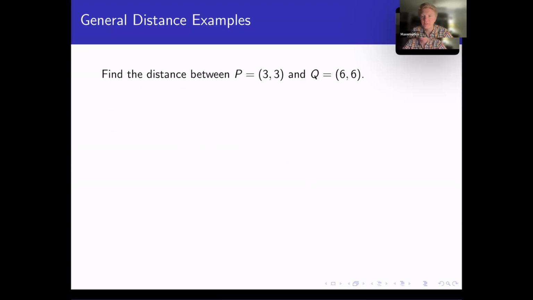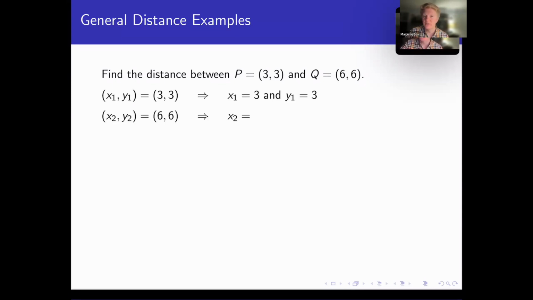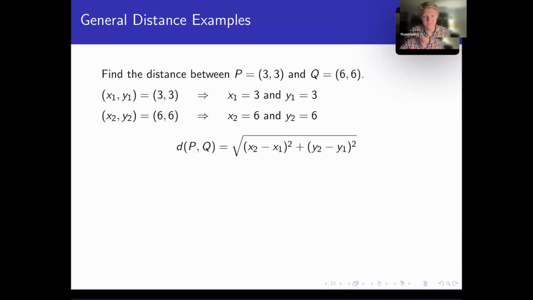Okay, let's find the distance between 3, 3, and 6, 6. Well, you're probably thinking 3 and 6 are 3 units apart, so the answer must be 3 units. Let's see why that's not true. Okay, first point, let's let that be 3, 3. In that case, x1 would be 3 and y1 would be 3. Let's let the second point be 6, 6. So x2 is 6 and y2 is 6.